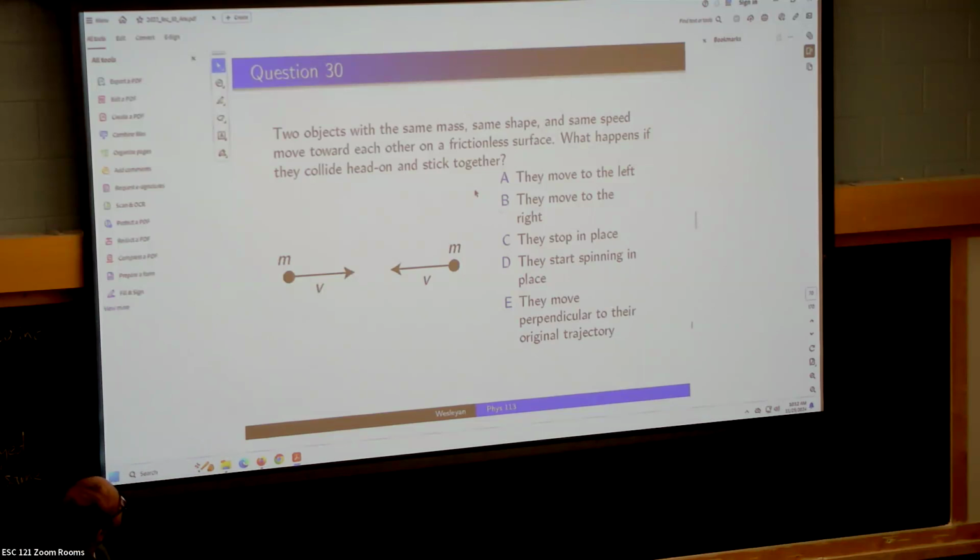Okay, most of you foresee they stop in place. That's completely correct. Yes, no tricks here. The total momentum is 0.